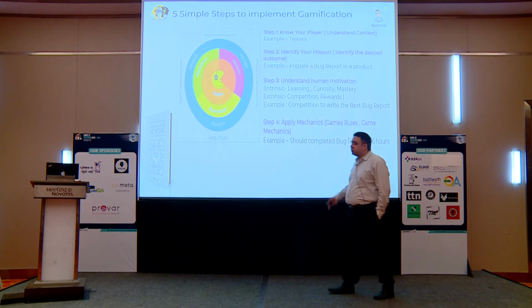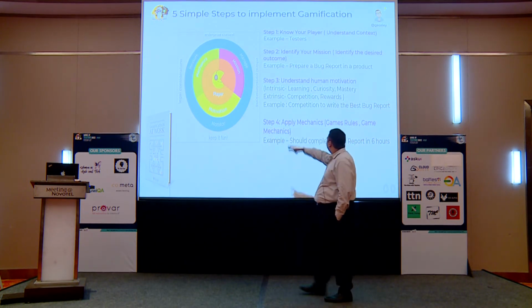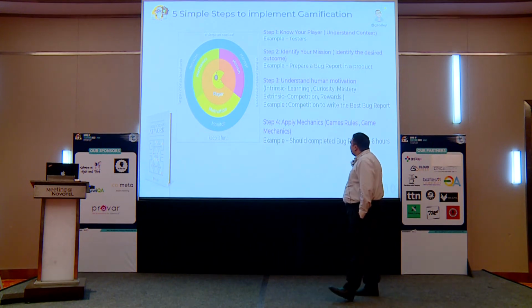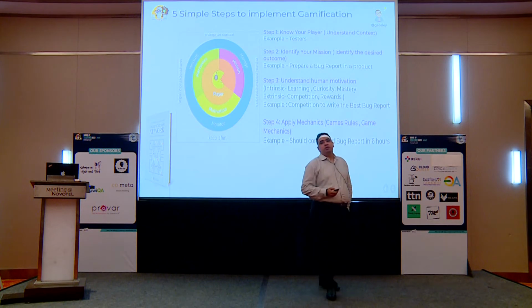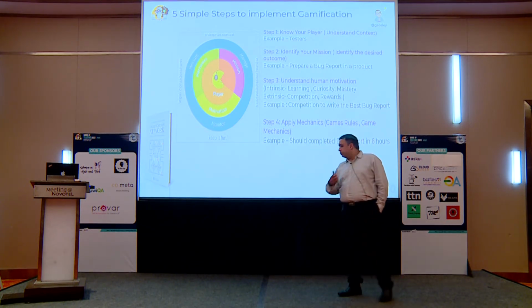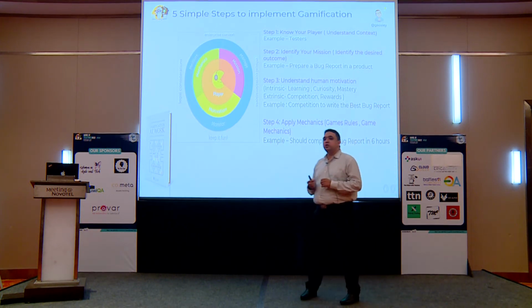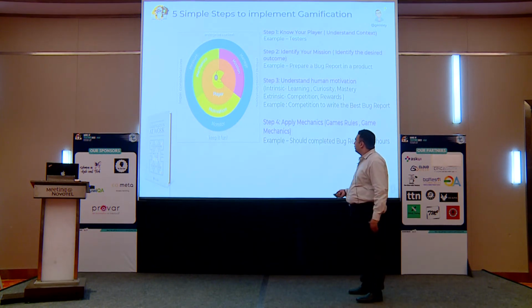The fourth step is applying the mechanics. So basically game rules and game mechanics like leaderboards and things like that, which is the green portion. And there are some rules I'm setting when I'm trying to set up this particular gamification. An example could be, you should complete the bug report in 6 hours. So I'm assigning this contest and it should be completed in 6 hours. Just an example of how you can apply some rules.